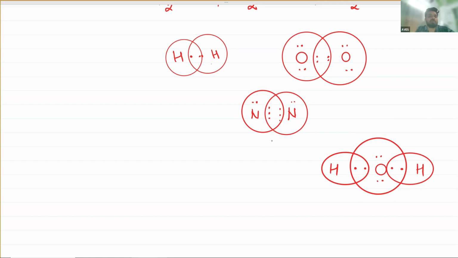Why do they have a fixed formula? Why do compounds have fixed formulas? The reason is that one element can share a particular number of electrons, and another element can accept a particular number of electrons. For example, oxygen can accept only 2 electrons, maximum 2 electrons.